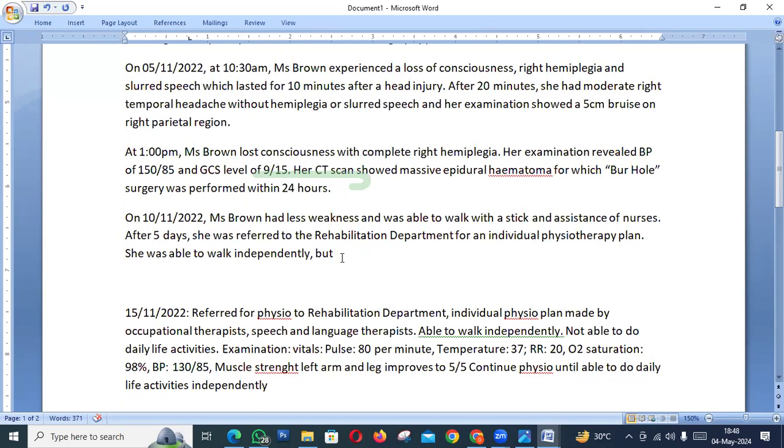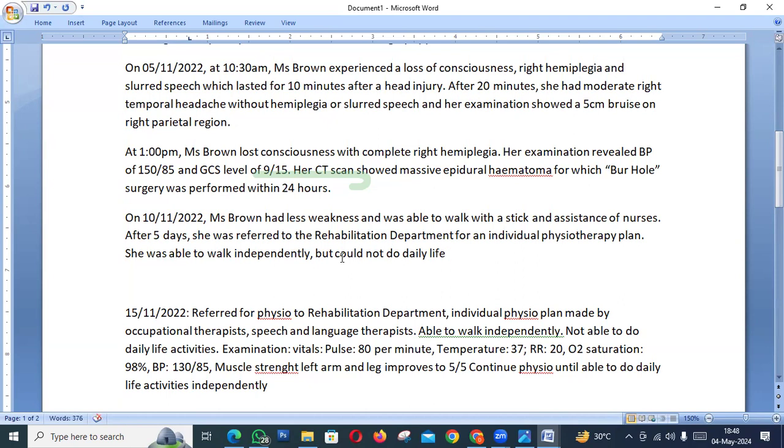She was able to walk independently, but couldn't, or could not. You should not write this apostrophe, but "could not do". So I want to avoid "able" and "unable", but "could not do daily". Or you can say, but needed assistance for daily life activities. You can say like this, okay? But needed assistance for daily life activity.